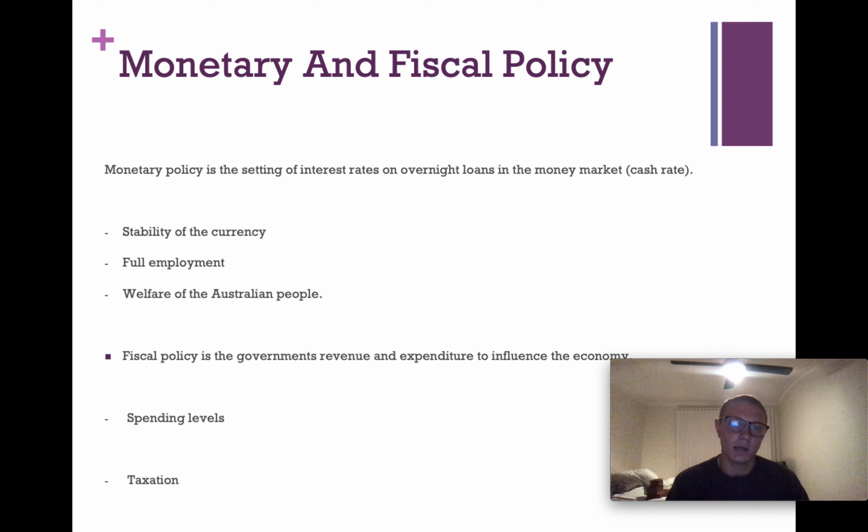Monetary policy, as I'm sure we all know, is the setting of interest rates on overnight loans in the money market, which is a cash rate. This is decided on the first Tuesday of every month, excluding January, and is either changed or not. It has three economic goals: the stability of the currency, which is 2 to 3% inflation, full employment, and the economic prosperity and welfare of the Australian people. Fiscal policy is the changing of government spending levels and taxation to achieve these same economic goals.